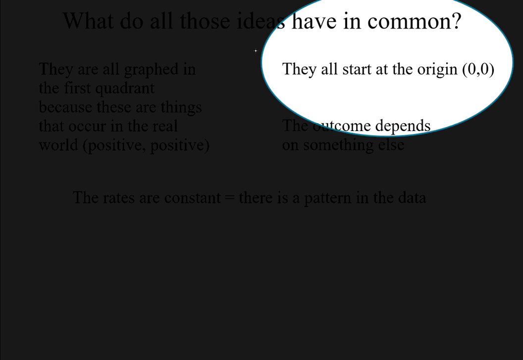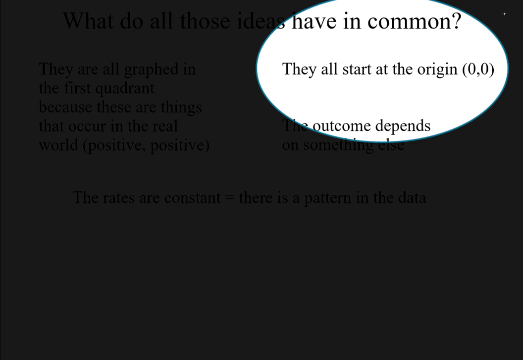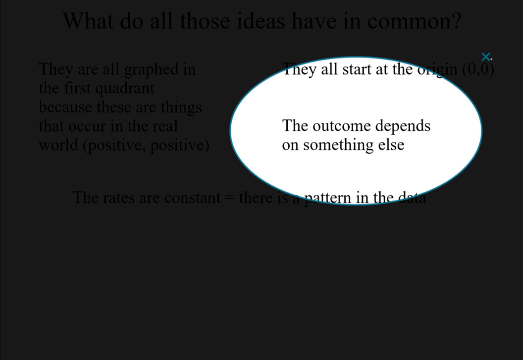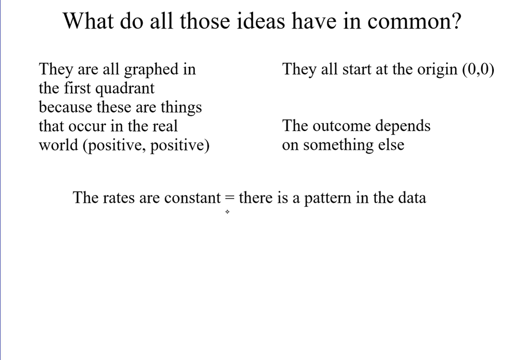Okay. What's also interesting is that they all start at the origin. So when we're looking at a graph, that graph is always going to start at 0, 0. Because in the real world, if nothing happened yet, then you can't have anything depend on it. Something has to happen before that dependent variable depends on something. Okay? Like I said, the outcome depends on something else. And the last thing is the rates are constant. There is a pattern in the data. We want to see that pattern.